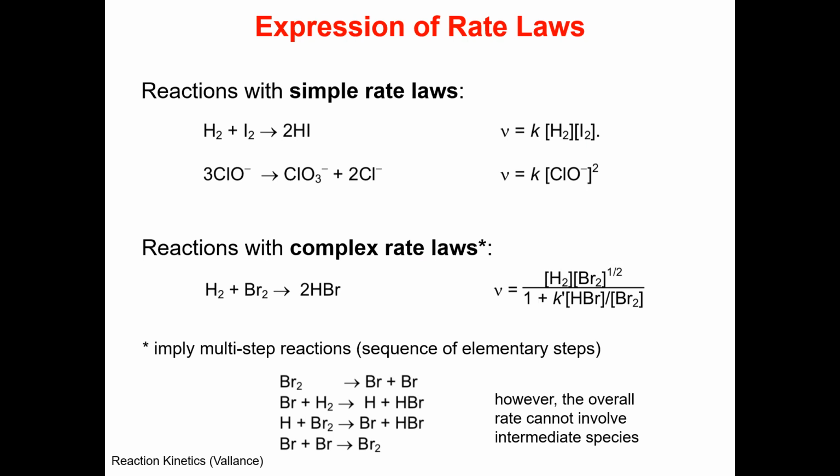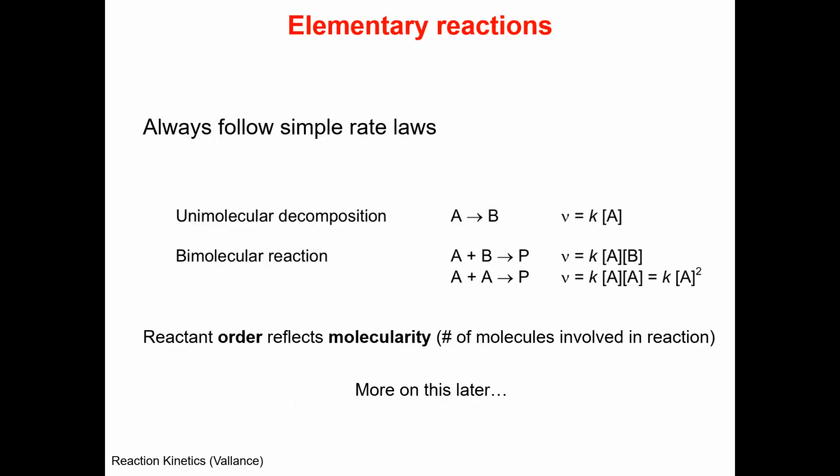Okay. So now reactions with a complex rate law. So these are some examples of reactions with an expression of the rate law. Now, these always follow simple rate laws. So you see, this one we call unimolecular decomposition. We have A and B. Remember that the rate law usually depends on the concentration of the reactant. So you see that the expression of this rate law is k times the concentration of A.